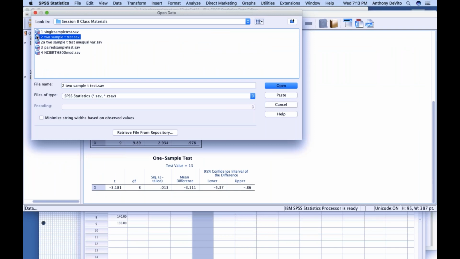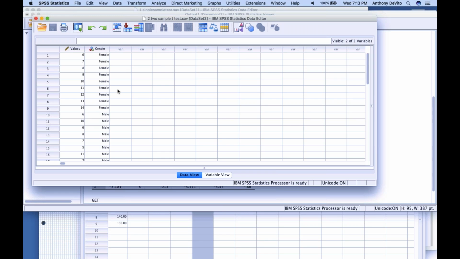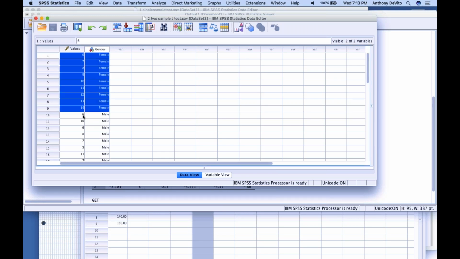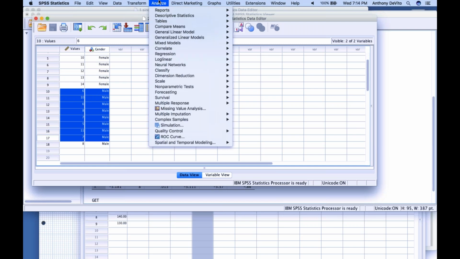Okay, so I'm going to open this one up, and this is probably going to come up more frequently for you, because in this case I have 9 females and 9 males who I've taken measurements for, and I want to know if the means of these two groups are different. You know what I'm going to do first?